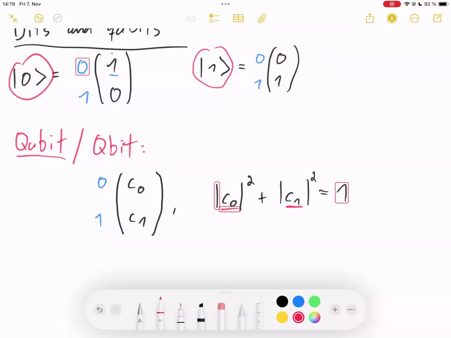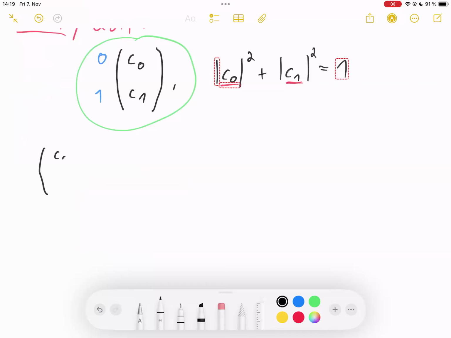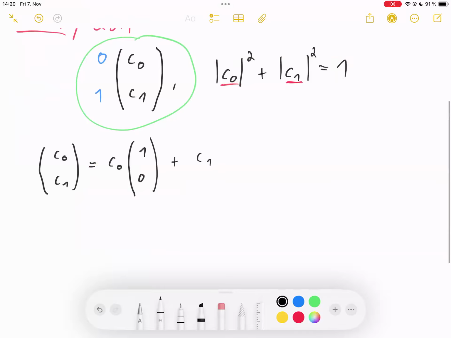And what I wrote here in green can be written in many ways. You will see also in the literature lots of ways how to write this. I just want to show you a lot of equivalent representations because you will see them a lot in the literature and also in the course. So if I have my qubit where I have these complex amplitudes C0 and C1, which are complex numbers, I could rewrite this just as a linear combination. I could say it's C0 times (1, 0) plus C1 times (0, 1). Like this.